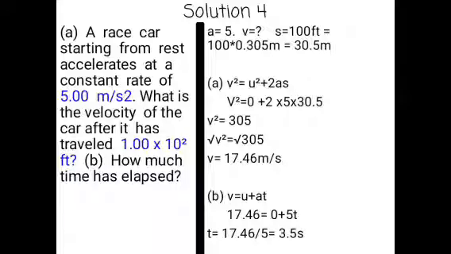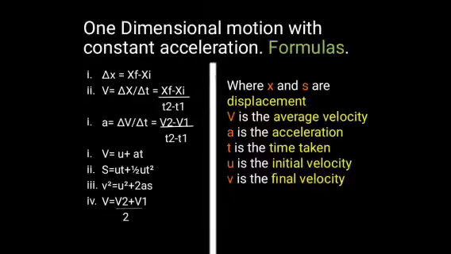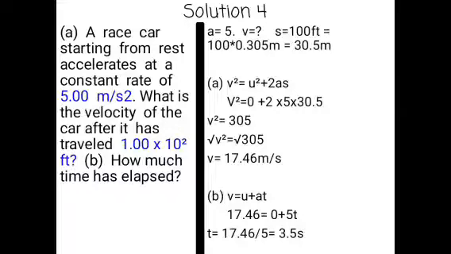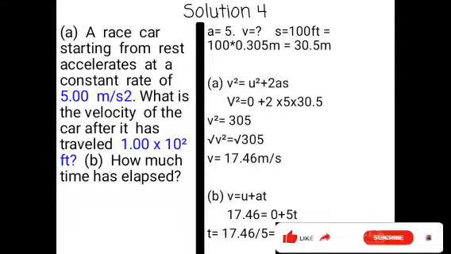Step 2 is taking a look at the list of formulas and choose the best. And from the list of formulas here, this is the best, the third equation of motion here. V squared is equal to u squared plus 2as, since it has final velocity, initial velocity, the acceleration, and the displacement. So v squared is equal to 0 plus 2 times 5 times 30.5 meters. V squared is equal to 305.